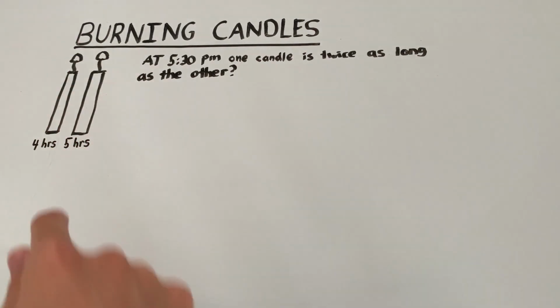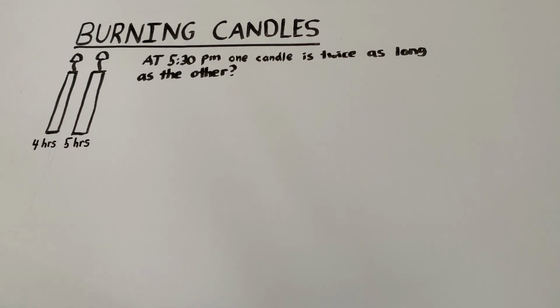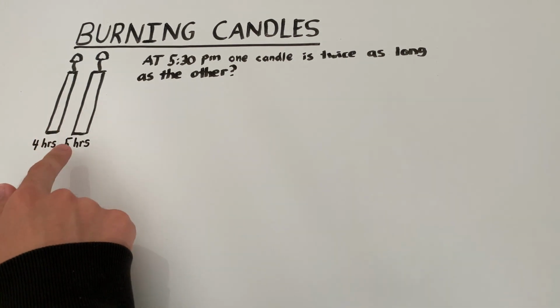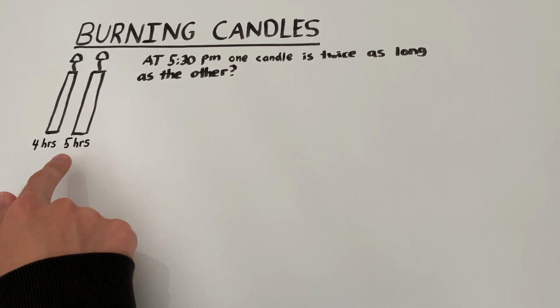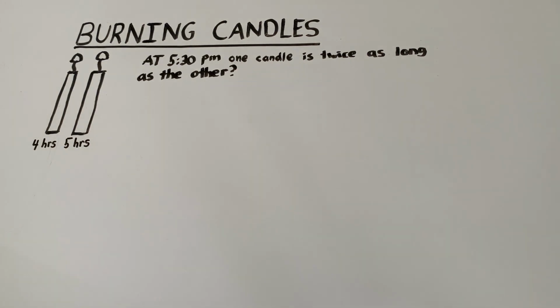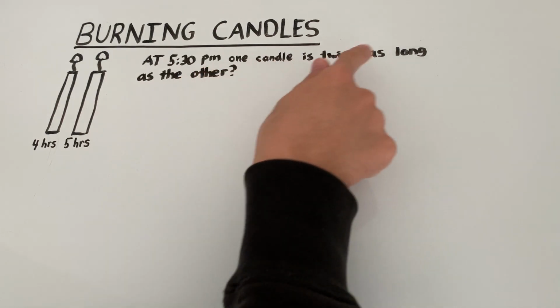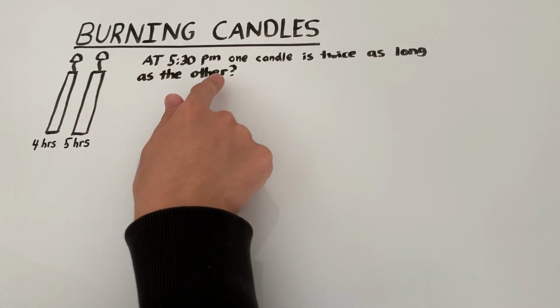2 candles are burning, and they're getting smaller and smaller as time passes. So the first candle takes 4 hours to burn out completely, while the other candle takes 5 hours to burn out completely. So at what time should both of these candles be lit so that at 5:30 p.m., one candle is twice as long as the other?